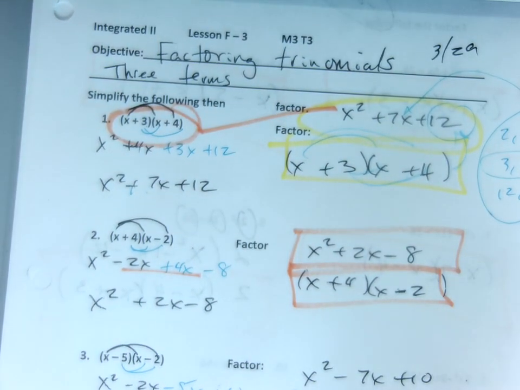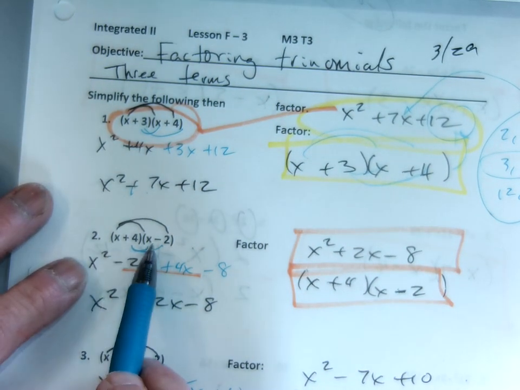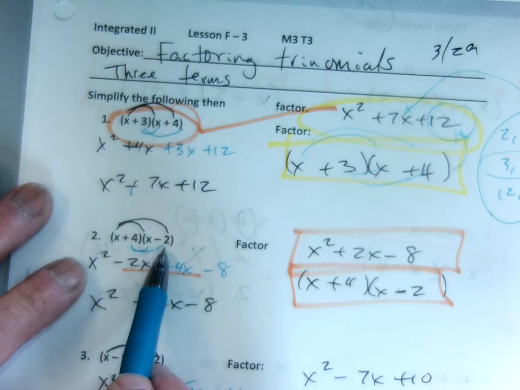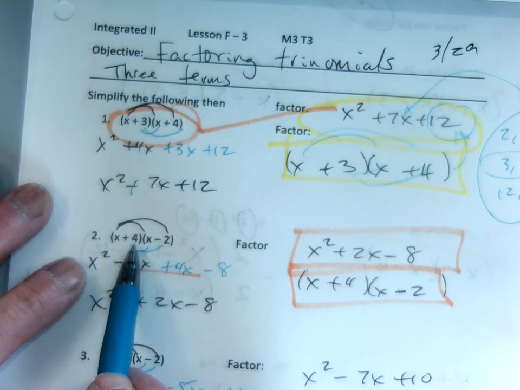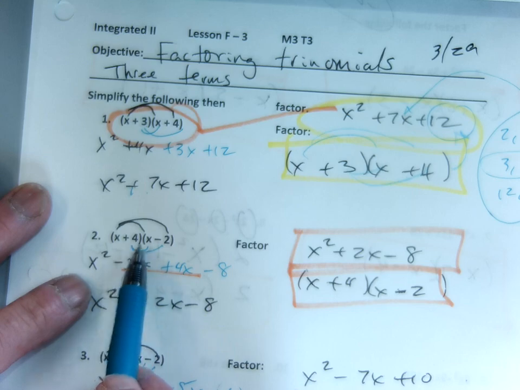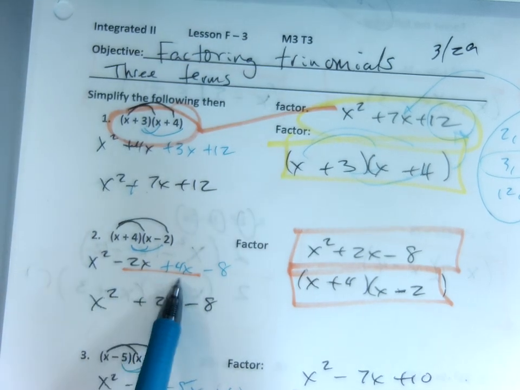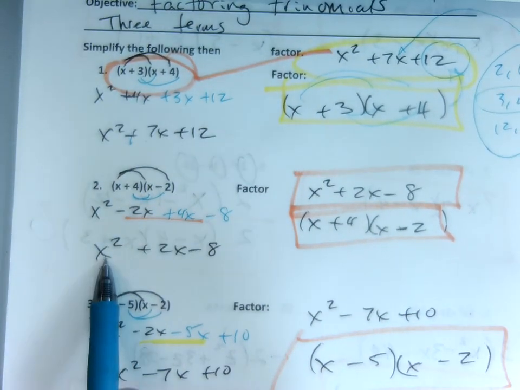On number 2, we did the same thing. We multiplied it out first. X times x is x squared. X times a negative 2 is negative 2x. 4 times x is positive 4x, and 4 times a negative 2 is negative 8. Now we combine the two middle terms. We got x squared plus 2x minus 8.